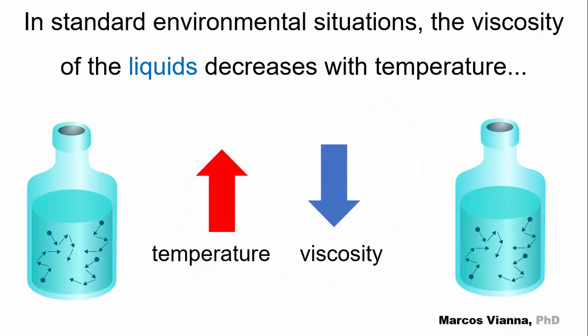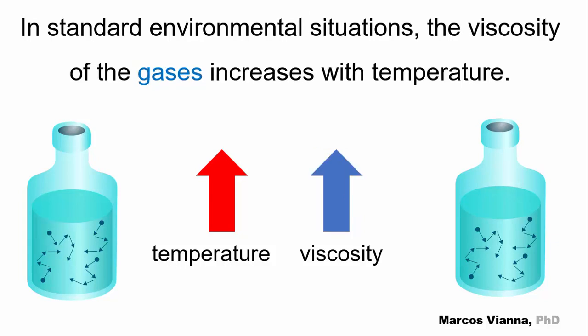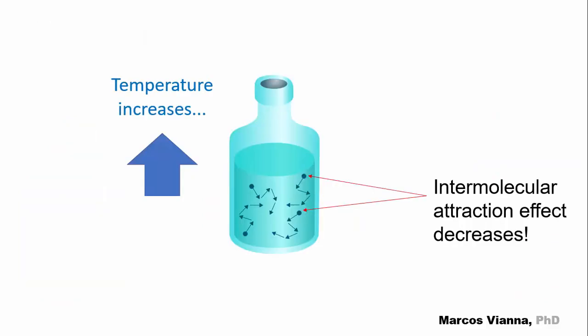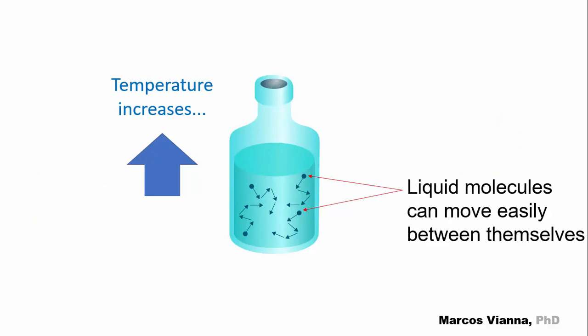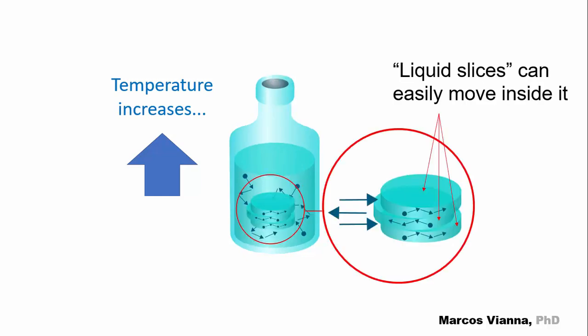In standard environmental situations, the viscosity of the liquids decreases with temperature. On the other hand, the viscosity of the gases increases with temperature. It's easy to understand what occurs in liquids. When the temperature increases, the intermolecular attraction effect decreases. Then, the liquid molecules can move easily between themselves. So, imaginary liquid slices can easily move inside it.